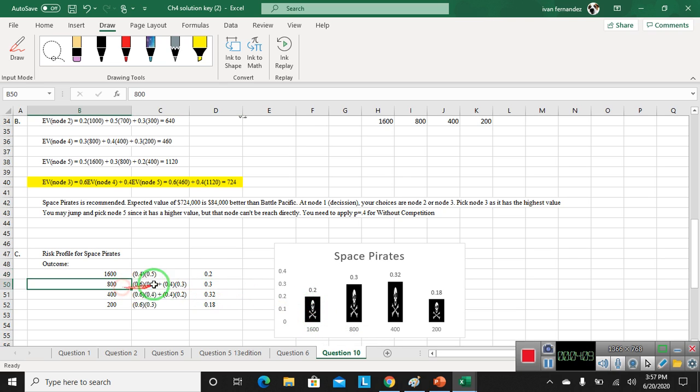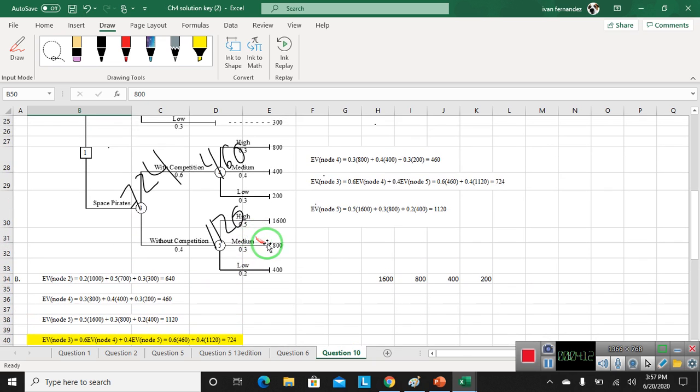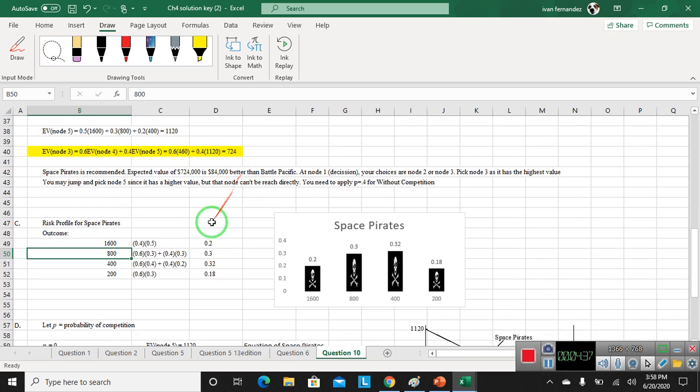All right, 800. When does 800 occur? 800 occurs twice. It occurs here and here. And the probability of that happening is going to be the multiplication of each of the individual probabilities added together. So it's going to be 0.4 times 0.3 plus 0.6 times 0.3, because we have 2 possible scenarios where this could happen. That equals 0.3. So 800 has a probability of 0.3, 30%.